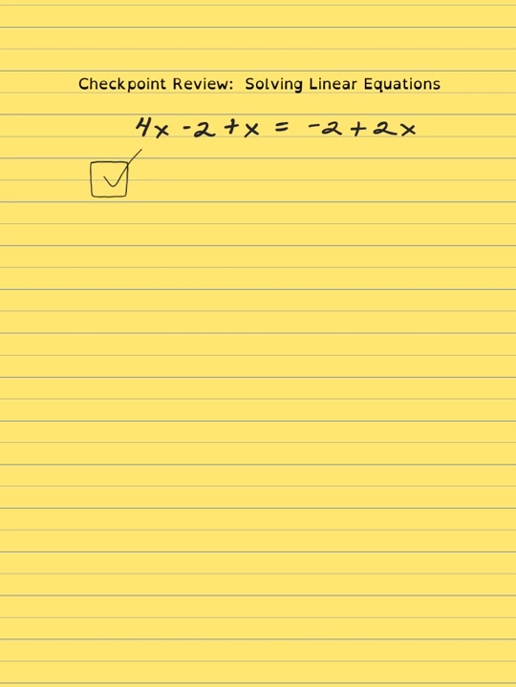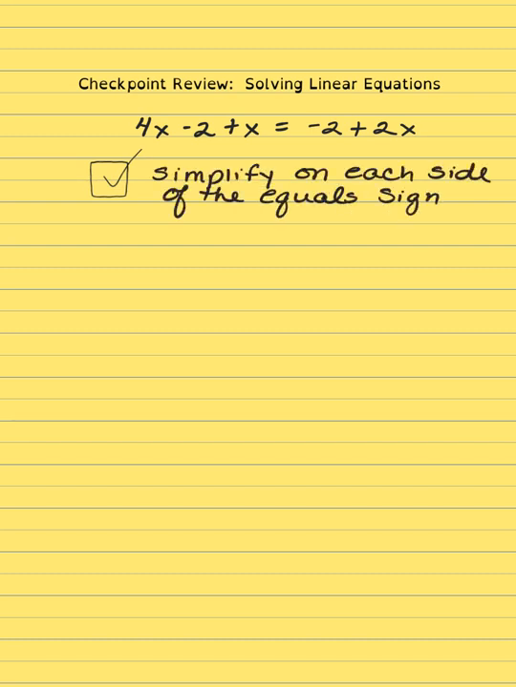The first step in solving a linear equation is to make sure that we simplify the terms on either side of the equal sign. This means we are combining like terms. So for example, on the left side of the equal sign, I have a 4x and an x term that can be combined together. On the right side of the equal sign, there are no like terms. The -2 is a different kind of term than the 2x, so I would not be combining those together.